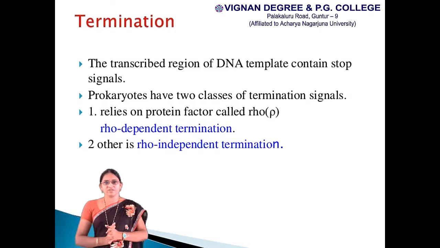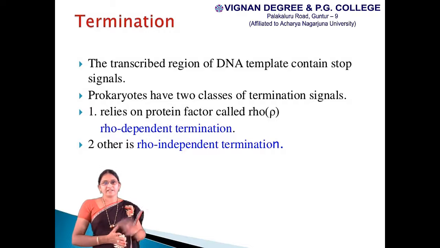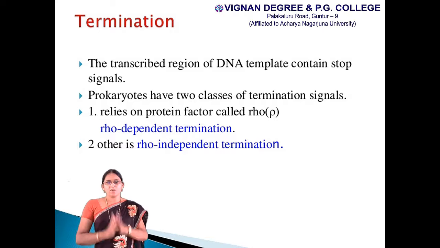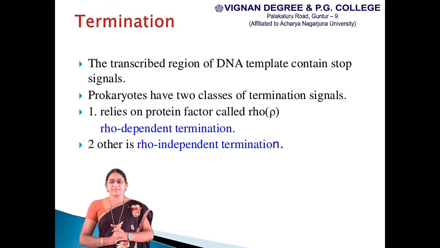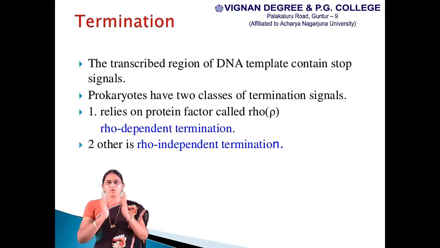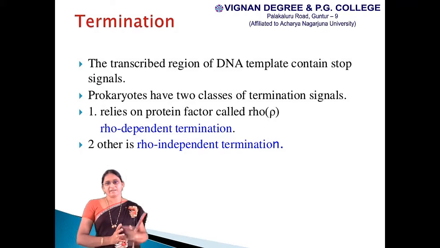Coming to the termination. In such a way the process elongates until the termination signals are present on the DNA. The transcribed region of the DNA template contains stop signals. Prokaryotes have two classes of termination signals. One relies on a protein factor called Rho factor, which is known as Rho-dependent termination. The other one is Rho-independent termination.